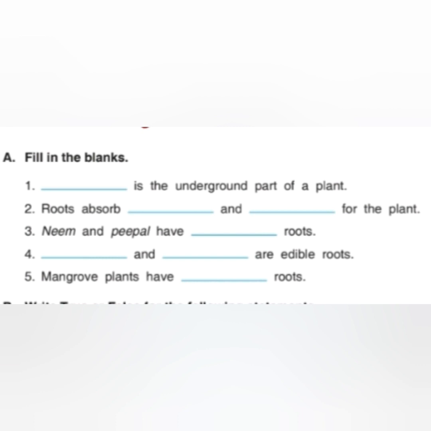Next is neem and peepal have dash roots. Which type of roots in neem and peepal tree? It is tap root. Neem and peepal have tap roots. Next is dash and dash are edible roots. Give some example of edible roots. Yes, you can write carrot and beet are edible roots.